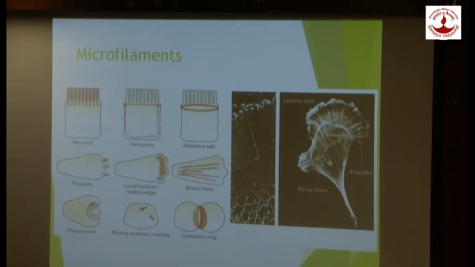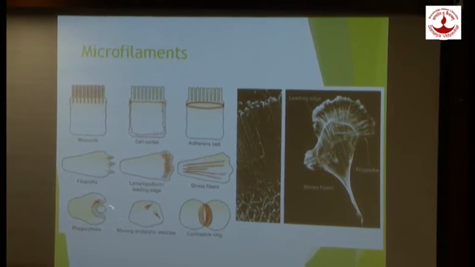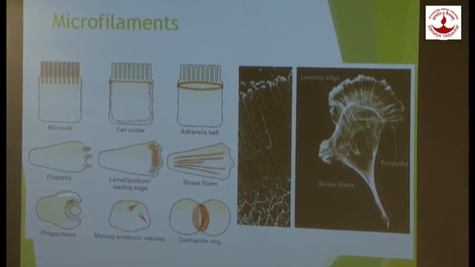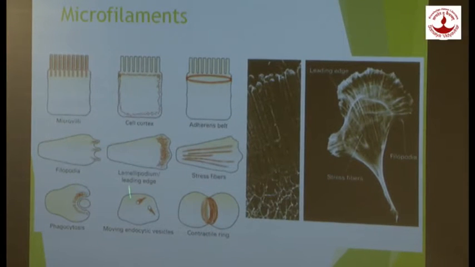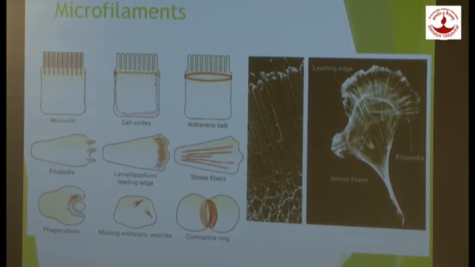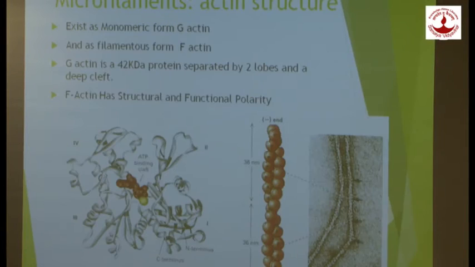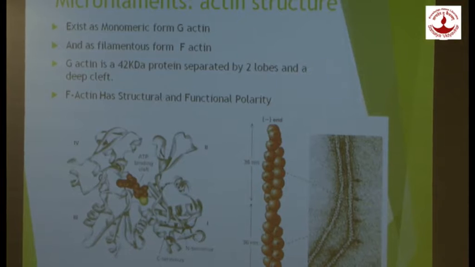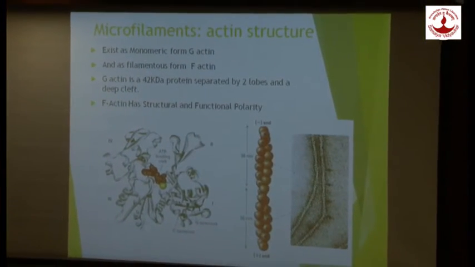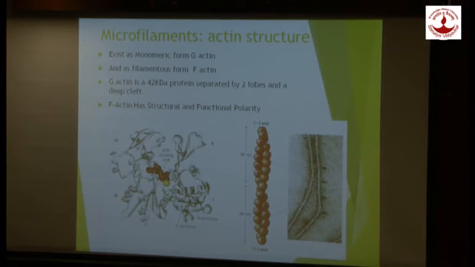Then there are other different assemblies or localizations of microfilaments. During phagocytosis, it helps in taking up the vesicle and moving the endocytic vesicle. So far it was seen that the tubulins and the motor proteins, the kinesins and the dyneins, carry things, but actin filaments, the microfilaments, also play some part in moving endocytic vesicles. And the last, you already know, is the contractile ring during cytokinesis. Now with this we move on to the structure of the core element forming the microfilament.